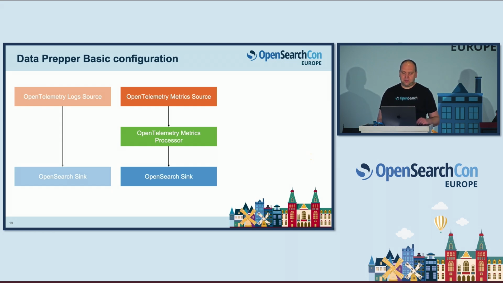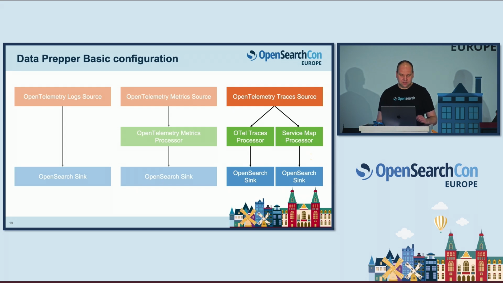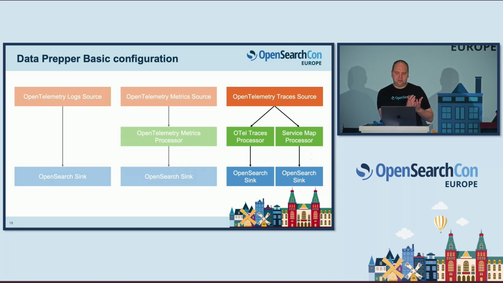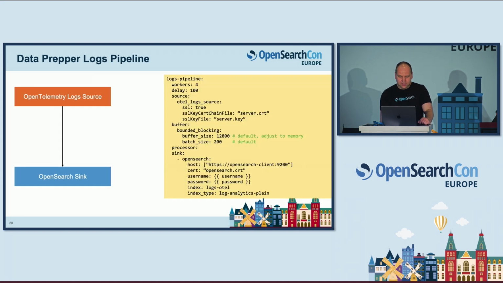The most complex one is the one for traces. There we actually split off the pipeline because we want to have the parts of the traces handled in a different way. So the raw spans are here, service map is here. We want to create a map of the services, how they are running. And that's why this splits off. So I have here the configuration for all of that.